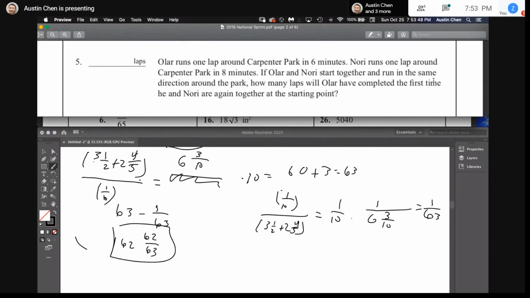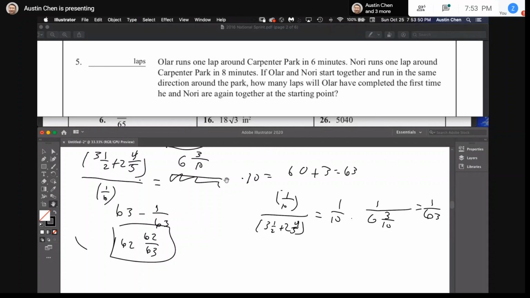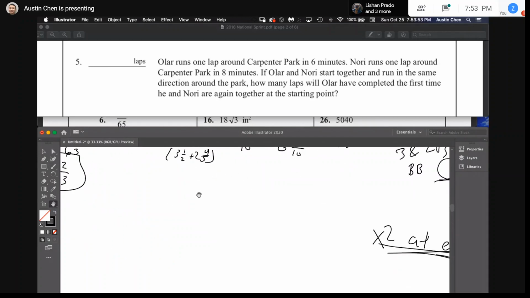Olar runs 1 lap around Carpenter Park in 6 minutes. Nori runs 1 lap around Carpenter Park in 8 minutes. If Olar and Nori start together and run in the same direction around the park, how many laps will Olar have completed the first time he and Nori are together at the starting point?